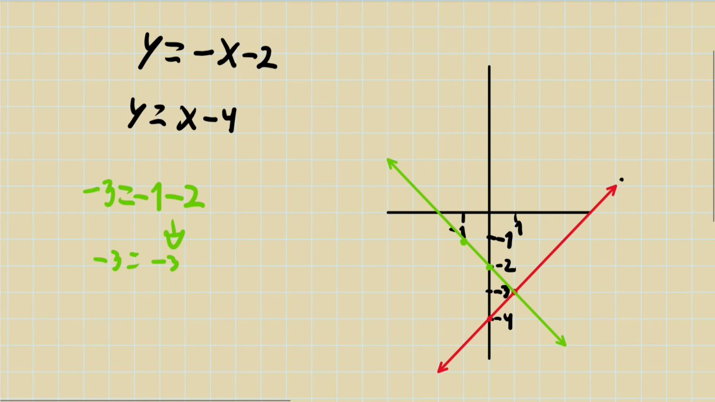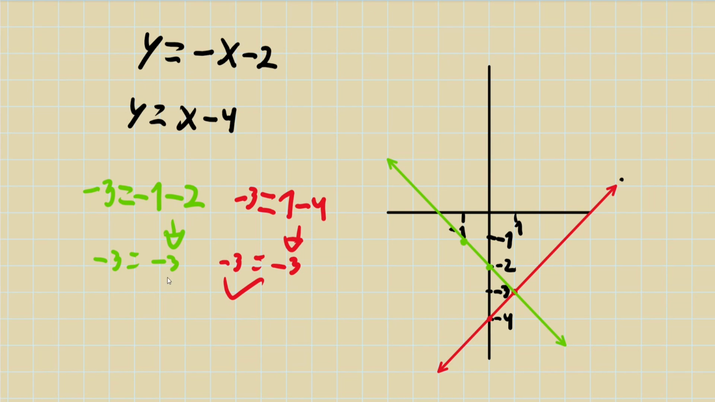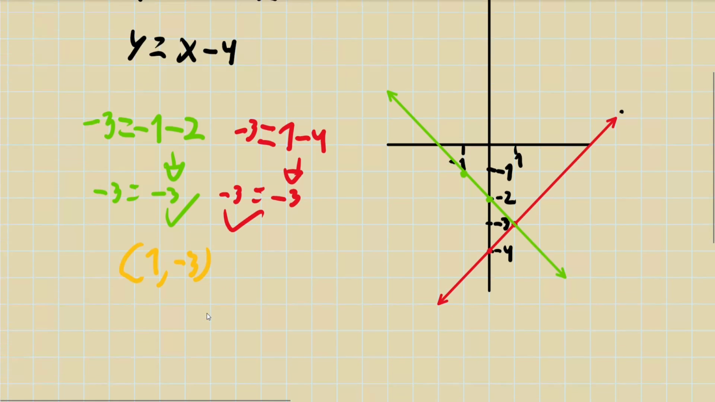So let's test it for the other equation: -3 equals 1 minus 4. Is -3 equal to -3? Yes, so we have solved this system because we found the common solution. We usually put the solution in an ordered pair, so the solution to this one is (1, -3), as you can see.